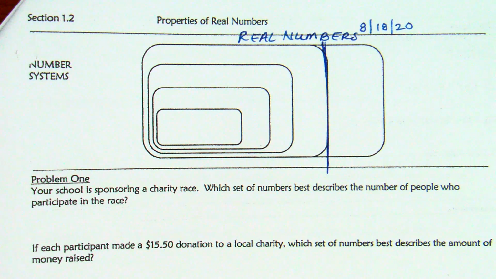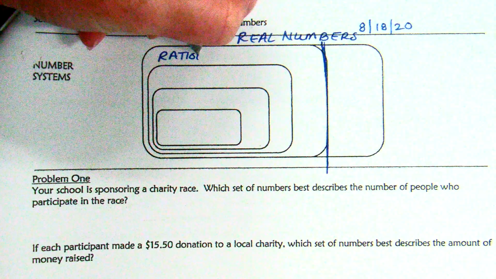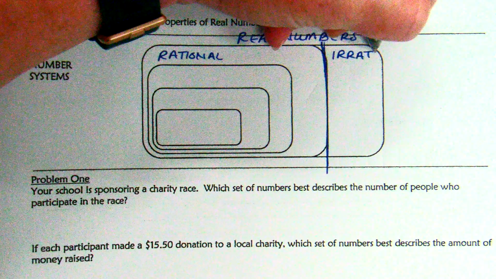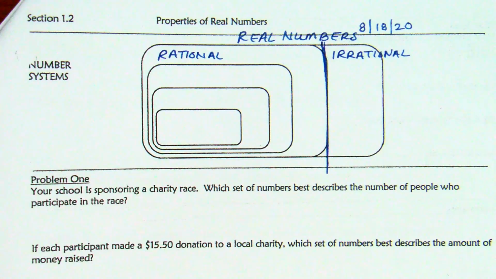So I'm going to label this top part on the left rational, and this right part irrational. So all real numbers fall into either the rational category or the irrational category. Now, what do you remember about rational numbers? Fractions. Okay. The official definition of rational numbers is anything that can be expressed as a fraction. So anything that can be expressed as a fraction is one of our definitions.